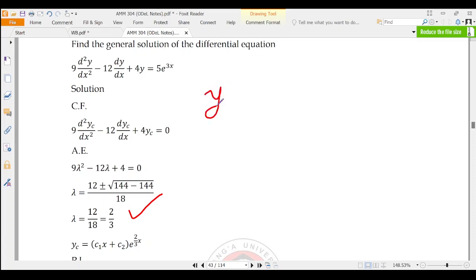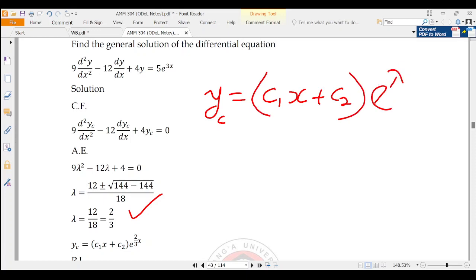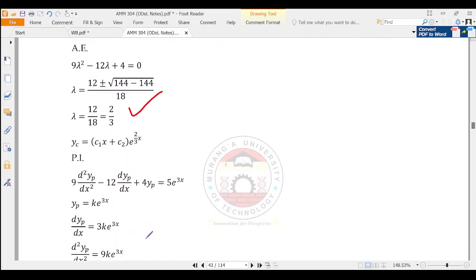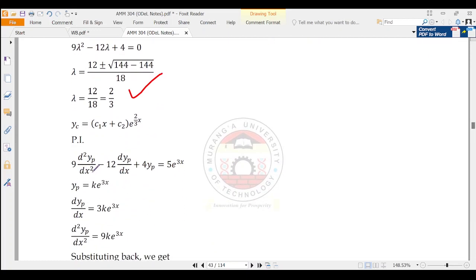If the roots of the characteristic equation are equal, then the solution is expressed as (c1 x plus c2) e raised to power lambda x. So we can substitute lambda is 2 over 3, and we get this solution yc. Now for the particular integral, we have the non-homogeneous differential equation. Our function f of x is equal to 5 times e raised to power 3x.